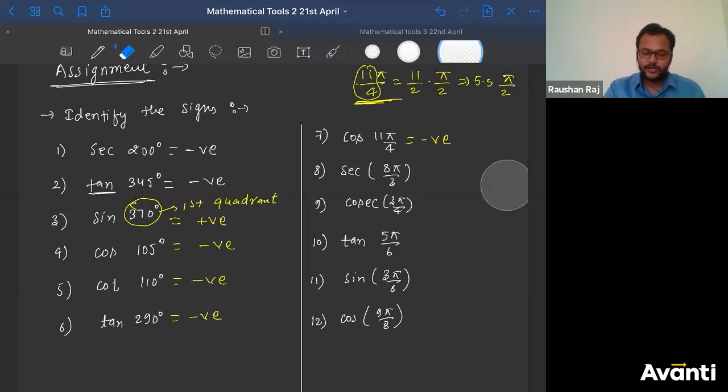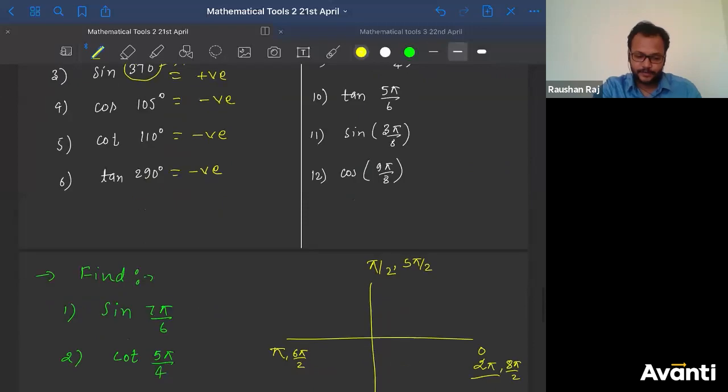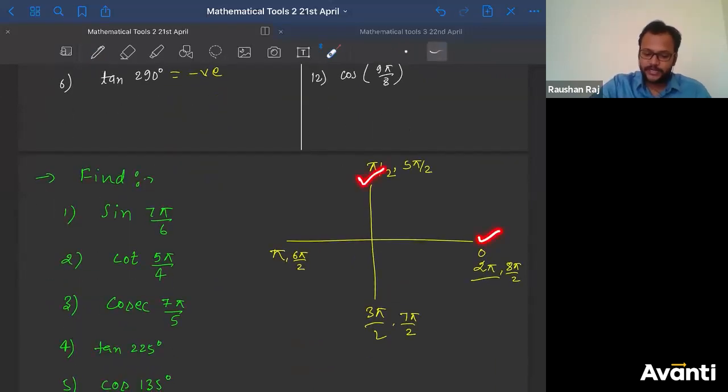So pi by 3 is what? 60 degrees. So you can write this as 60 into 8. That means 480 degrees. 480 means this is 0, 90, 180, 270, 360. This will be plus 90, 540. Correct? This is 360. This is plus 90. No, not 540. Sorry. Extremely sorry. This is 360. This will be plus 90 means 450. Correct? And then this will be 540.